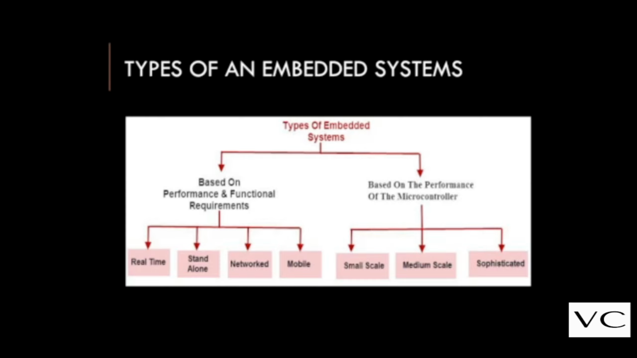For an example, if at one particular point of time the airbag of the car doesn't pop out, then that particular system is not reliable, that functionality is not reliable. So here the timeline of that particular decision making must be met at one particular point of time.